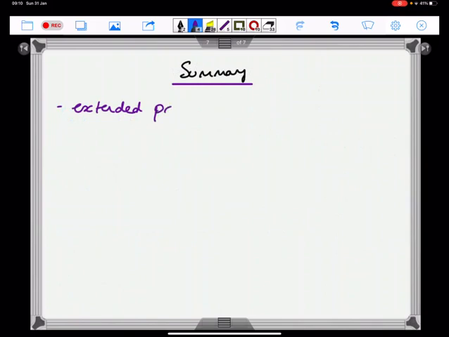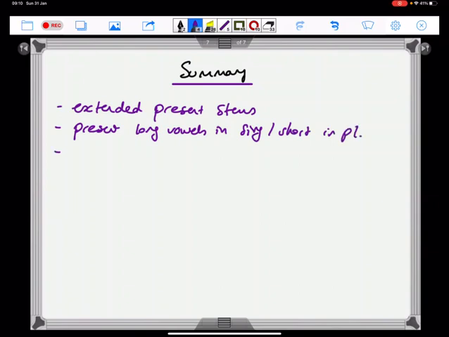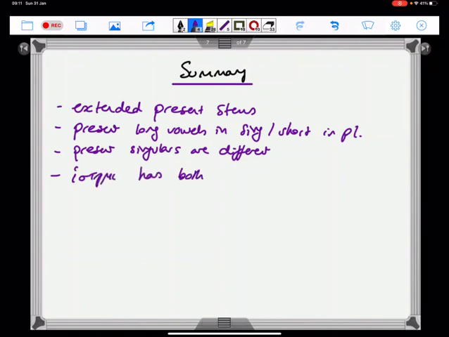In summary, you have extended present stems. The present has long vowels in the singular, short in the plural. The present singulars are a bit different. After that, other tenses work according to the patterns that you've learned already. Histēmi has both a strong and a weak version. So both regular and irregular forms, depending on whether it's transitive or intransitive.